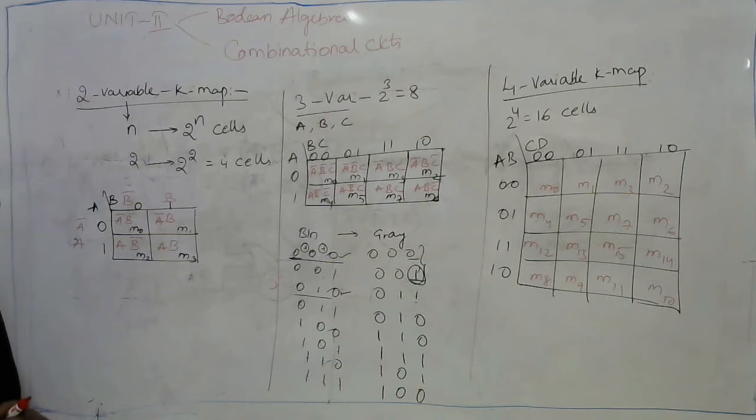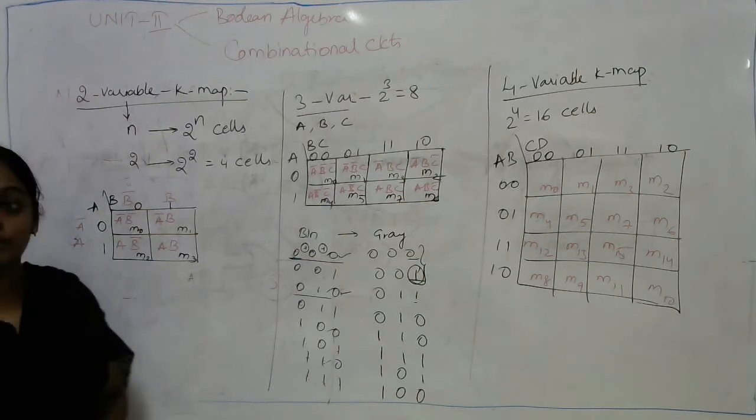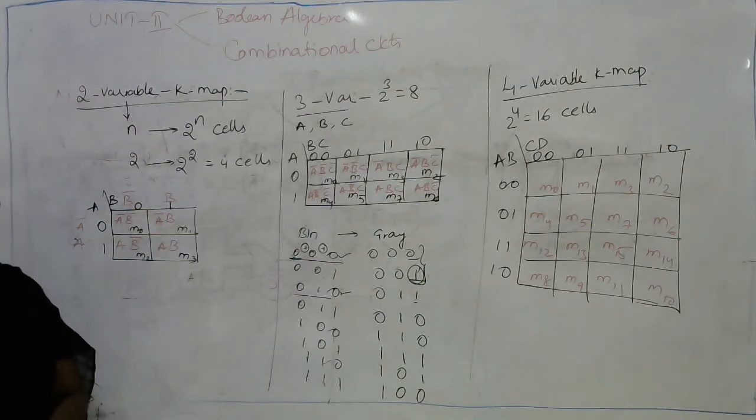Whenever we are grouping only two cells, such a pair is called an adjacency. Similarly, if you are grouping four cells, such a combination is called a quad. The other more important thing is that in K-map simplification, we need to combine the cells only in powers of 2. That is, you can combine 2, 4, 8 or 16. We are unable to combine the cells as 6, 10, 12.